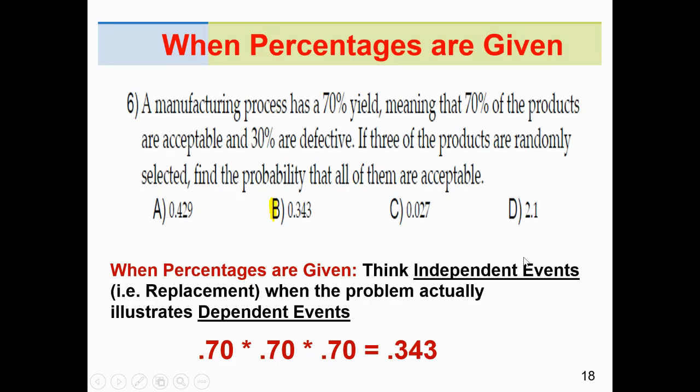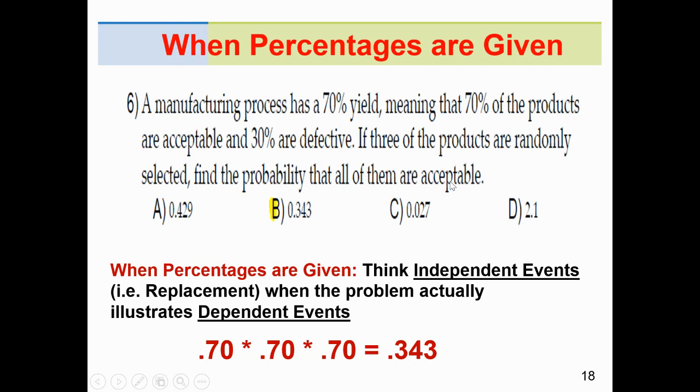All right, here's an unusual one. Sometimes in these problems, you're not given a raw count, but you're given a percentage. He says, hey, the manufacturing process has a 70% yield, meaning that 70% of the products are acceptable and 30% are defective. Three of the products are randomly selected to find the probability that they're all acceptable.